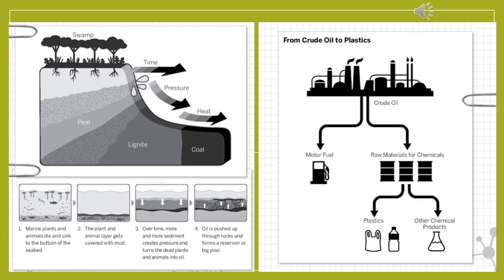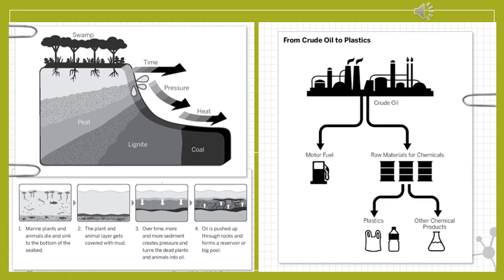So when they have crude oil, if you've ever seen like a barrel of oil before that they take to the gas station, they turn that crude oil into motor fuel, like you stop and pump up in a car, and then raw materials for chemicals. So there's some byproducts to crude oil that they can't use in a car or in a fuel tank.